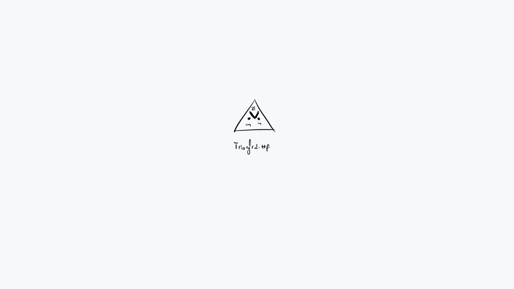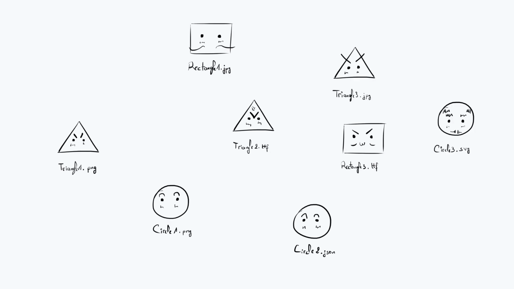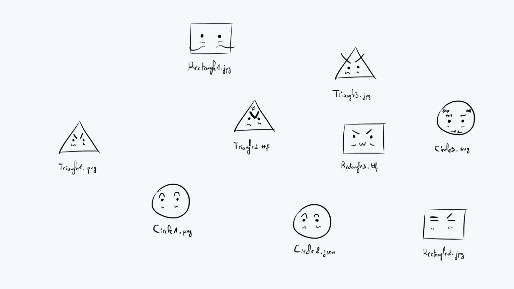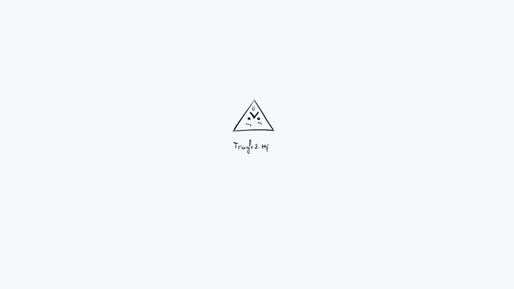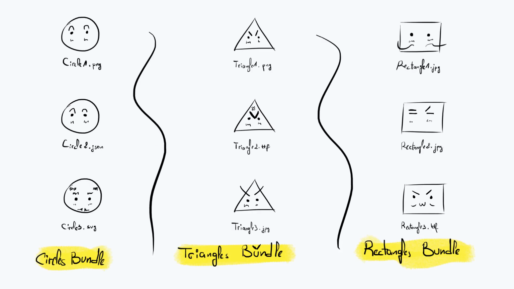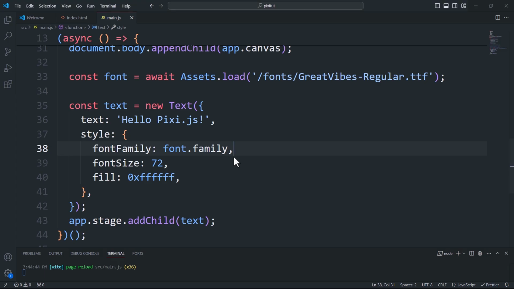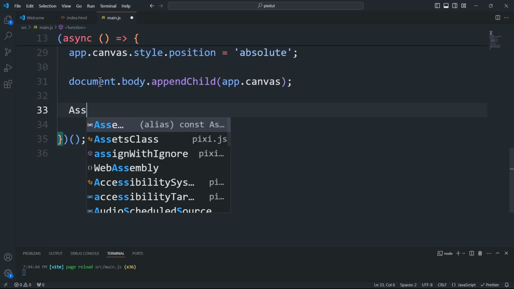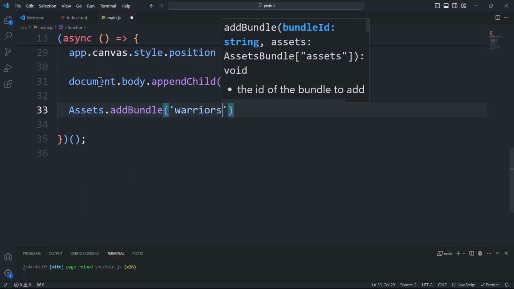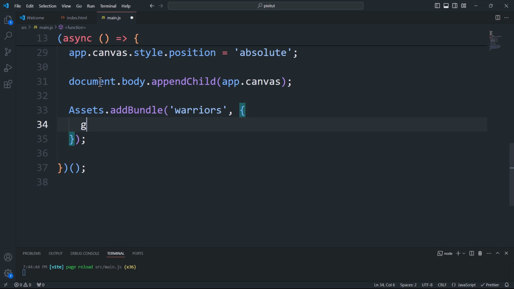As your application grows, the number of assets will likely increase, making proper organization essential, and that's when bundles come to the rescue. That being said, bundles are essentially collections of assets. To create a bundle, we use the addBundle method, which takes two arguments, a name and an object containing the URLs of the files we want to load.